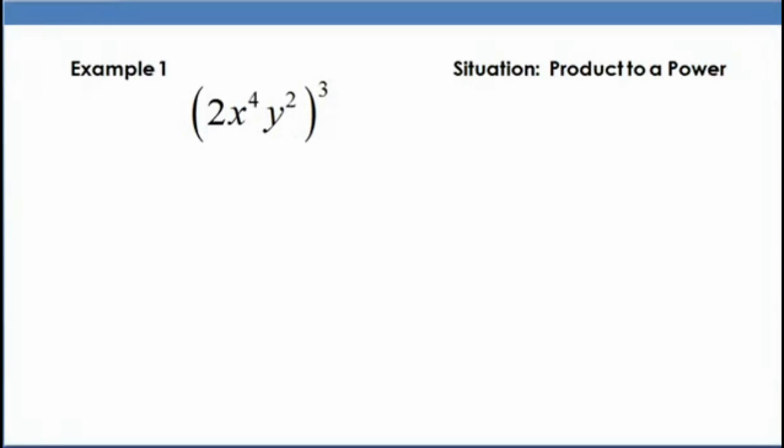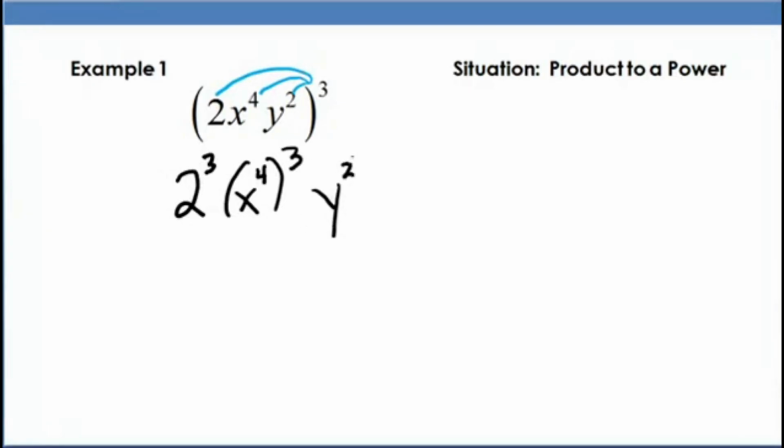Instead, we'll just apply the 3, take it down to each factor of the product, and that will do the same thing as writing it out 3 times. So 3 of each of those. So we'll have 2 to the 3rd, x to the 4th to the 3rd, and y squared to the 3rd.